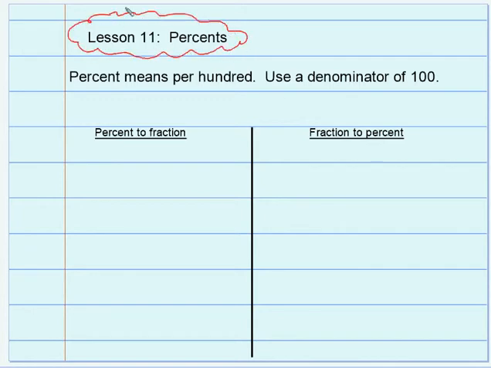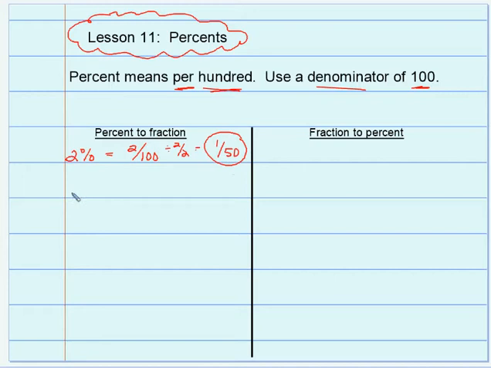Just a reminder, percent means per 100. So when we represent that, it's going to have a denominator of 100. When we need to change percents to fractions, we're going to do a couple examples here. If I want 2% as a fraction, it's going to be the same thing as 2 out of 100, and then you would reduce or simplify that by dividing both by 2, and you'd get 1 out of 50, 1/50th.